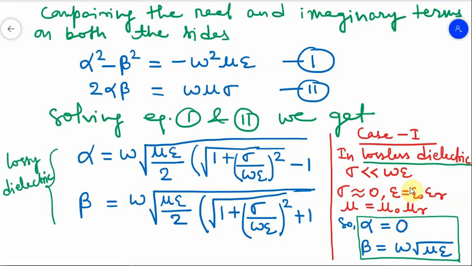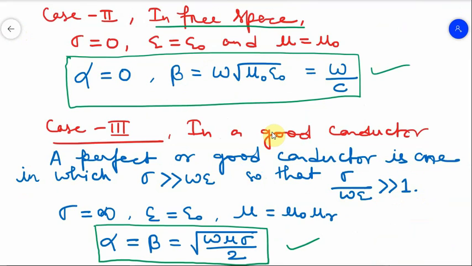Thereafter we had discussed case 2, that is free space, where sigma equals 0, epsilon equals epsilon 0, and mu equals mu 0. If we put these conditions in alpha and beta, then we get alpha equals 0 and beta equals omega root over mu 0 epsilon 0, which equals omega upon c, where c is the velocity of light. And the third case we had considered was a good conductor.